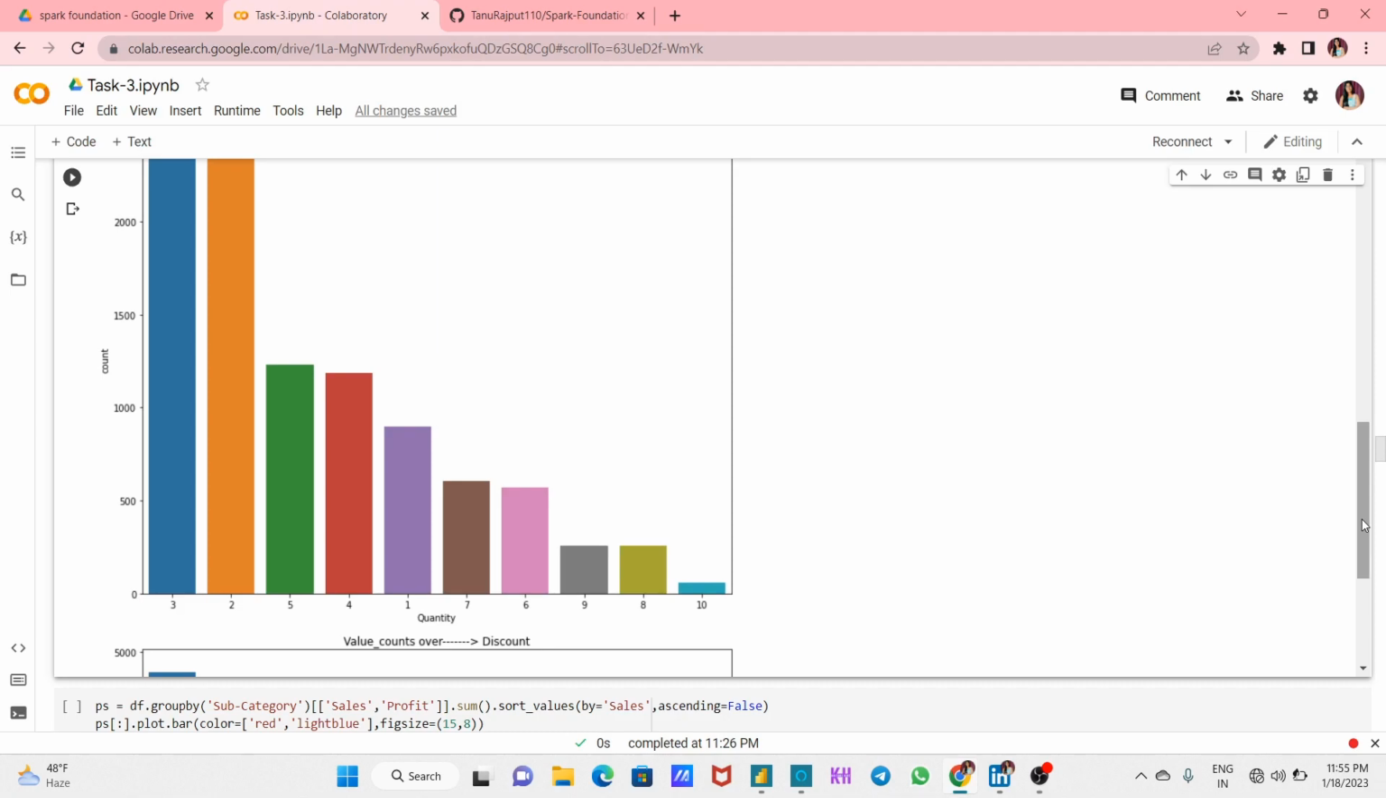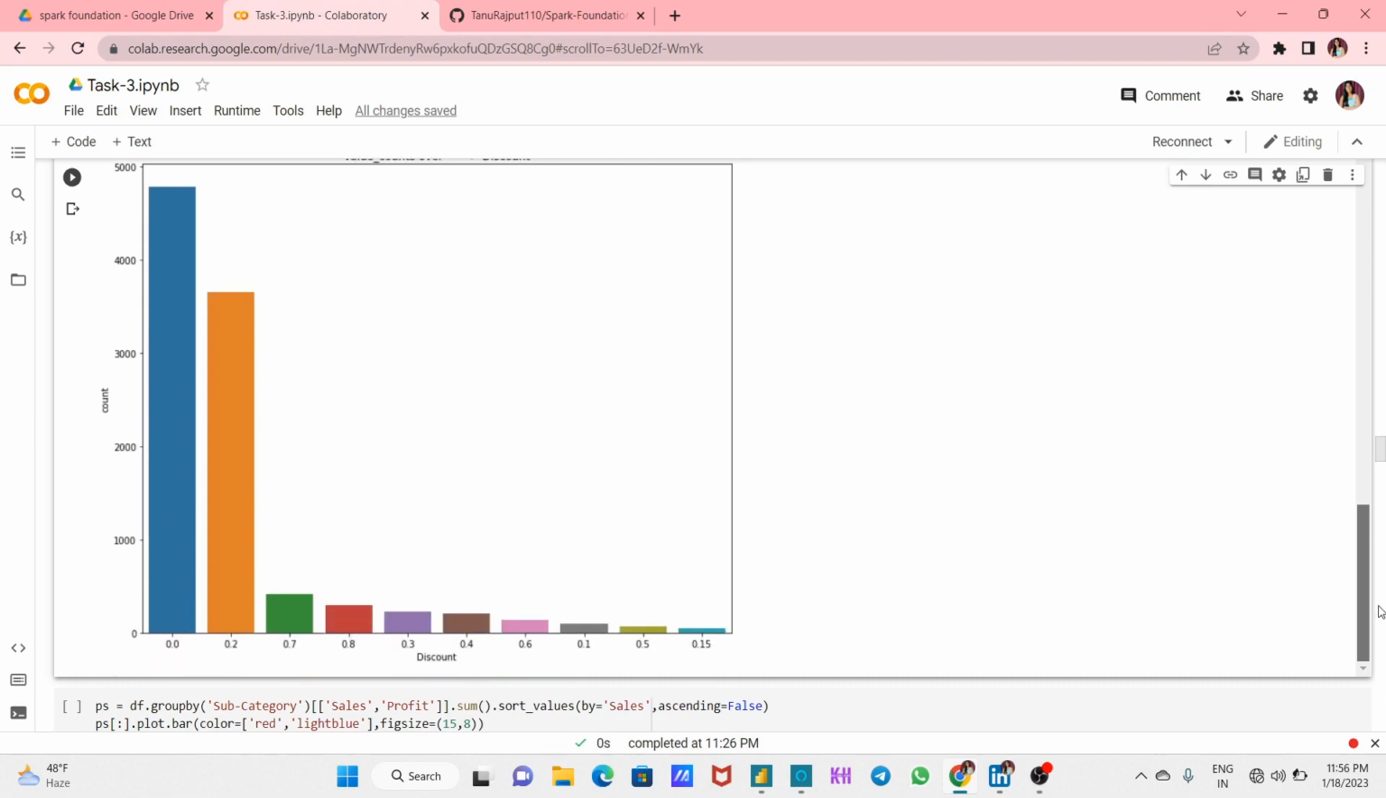We have higher sales quantity, like 3 and 2. Most of the quantity sold is 3, 2, 5 and 4, but higher quantities are sold less. For discount, we have the highest record for zero discount, then a higher record for 20% discount, and lesser records for 15%, 5%, and 1% discounts.